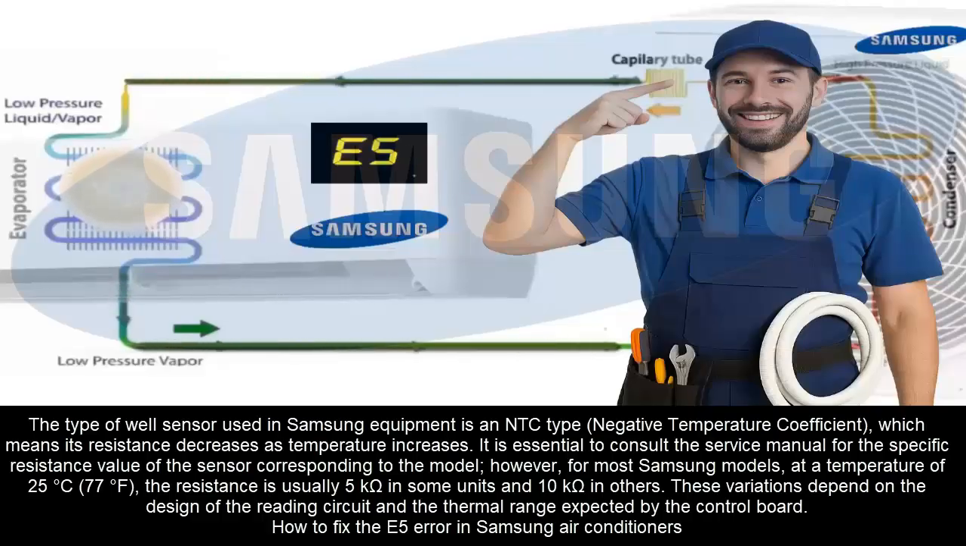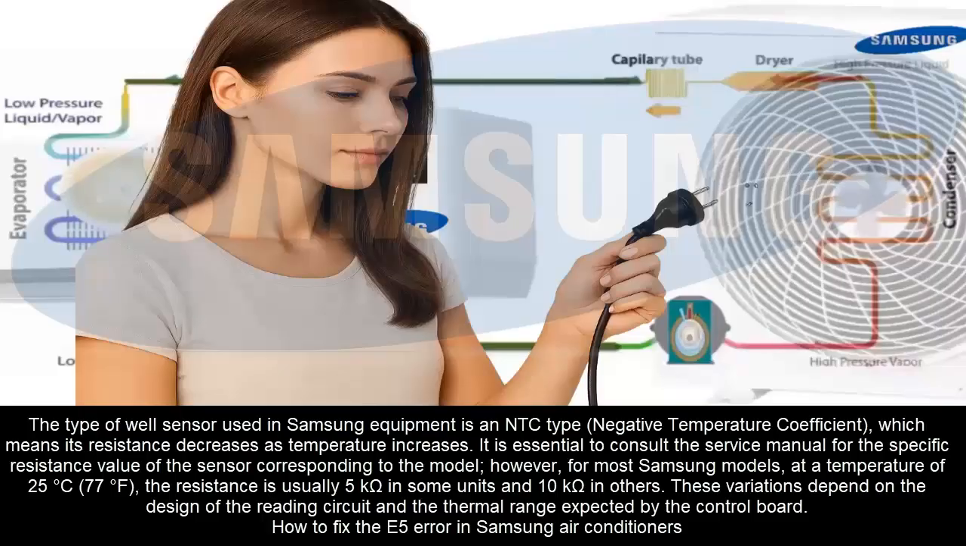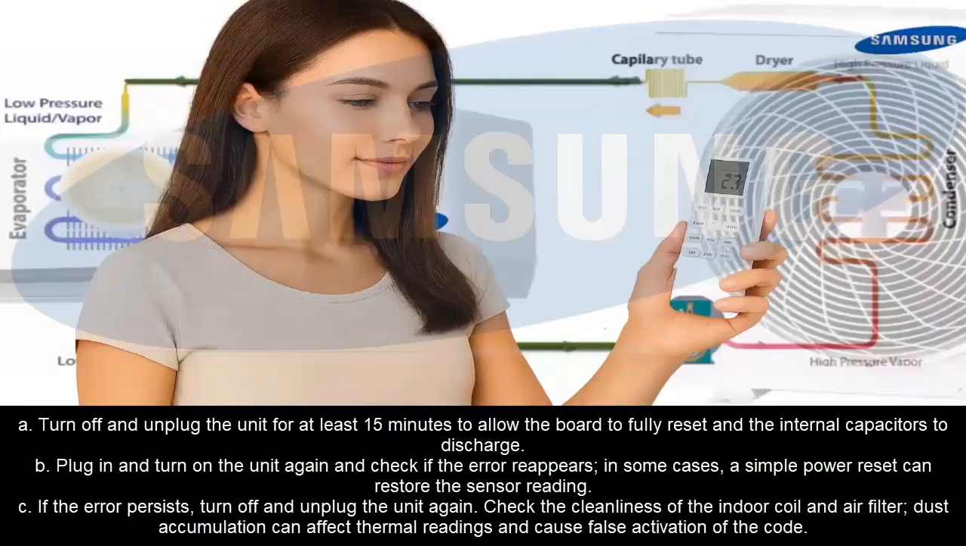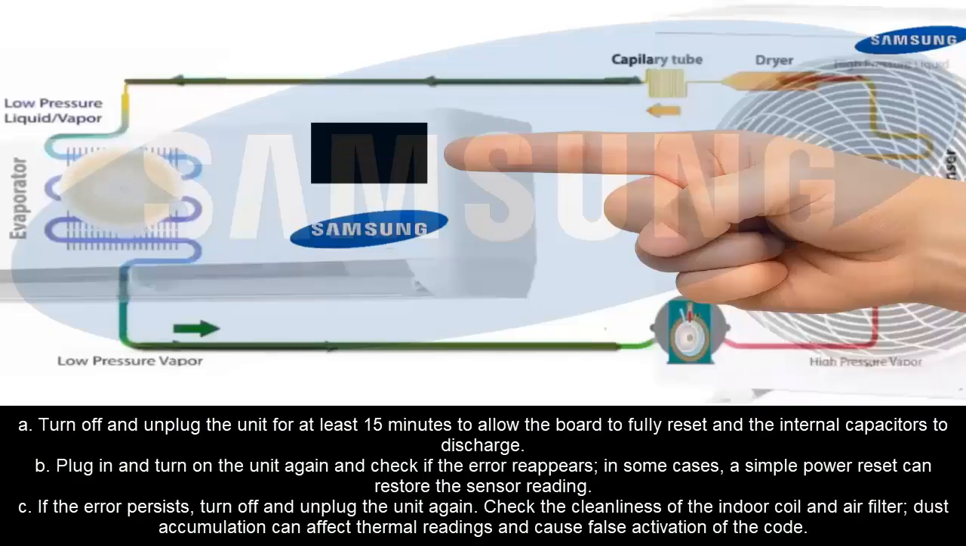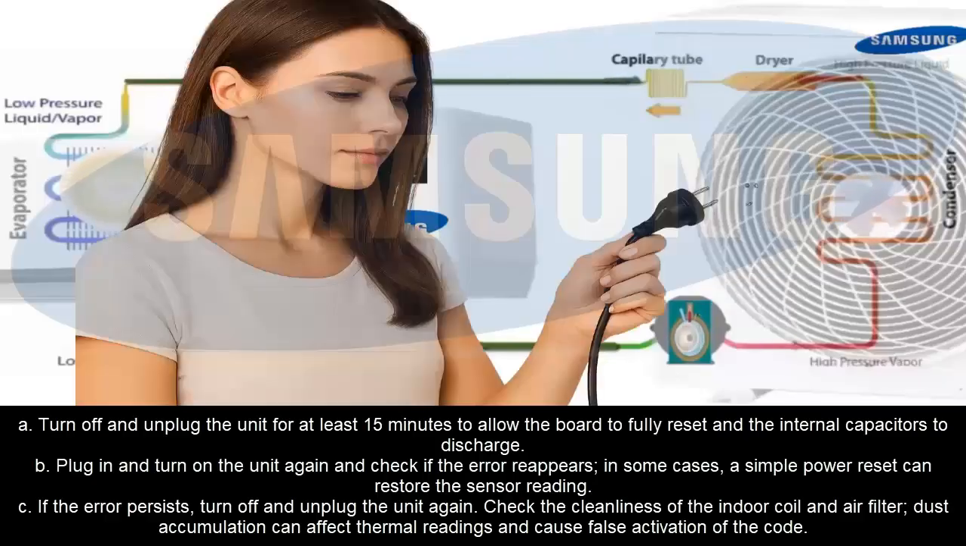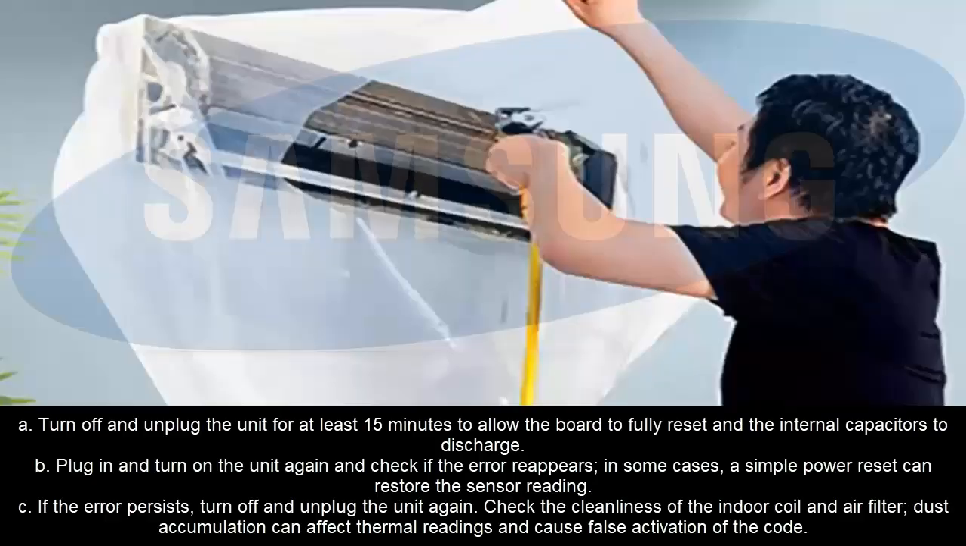How to fix the E5 error in Samsung air conditioners. A. Turn off and unplug the unit for at least 15 minutes to allow the board to fully reset and the internal capacitors to discharge. B. Plug in and turn on the unit again and check if the error reappears. In some cases, a simple power reset can restore the sensor reading.